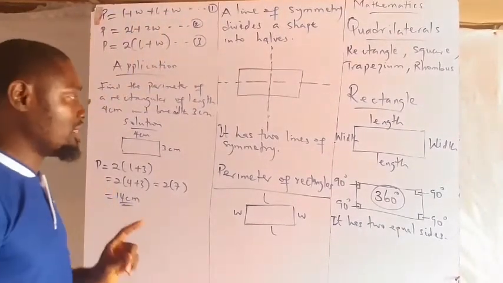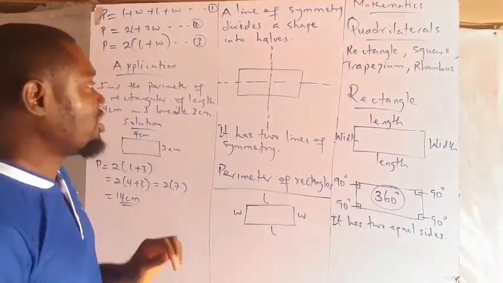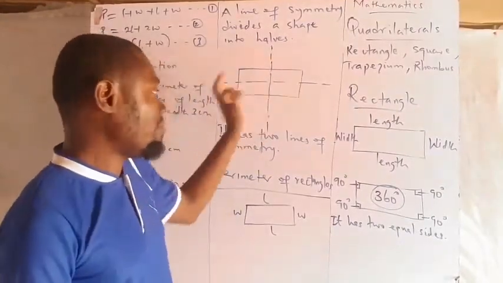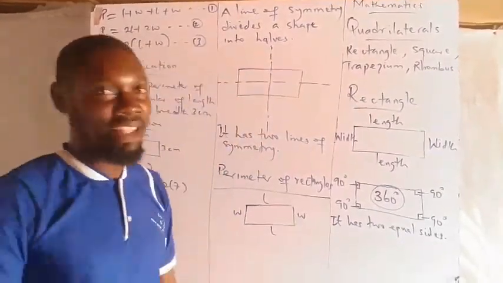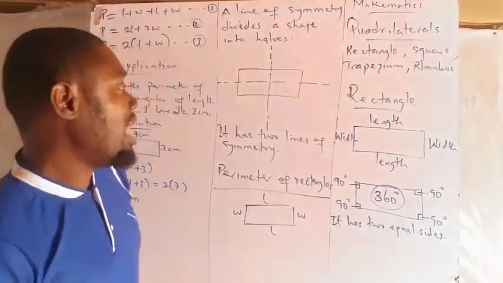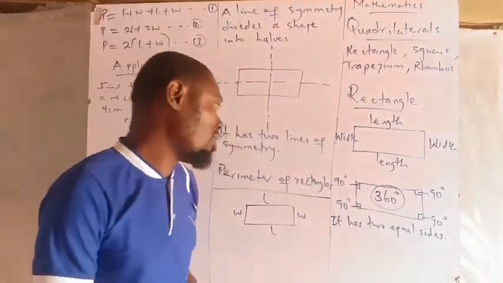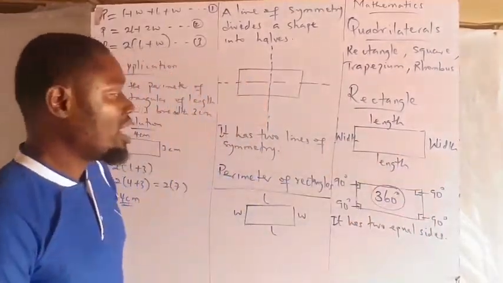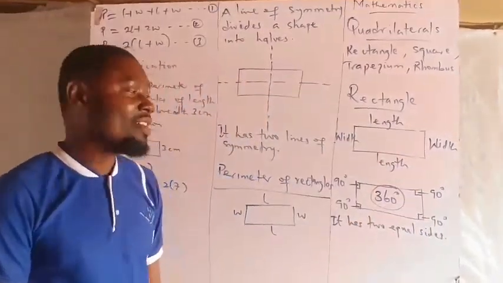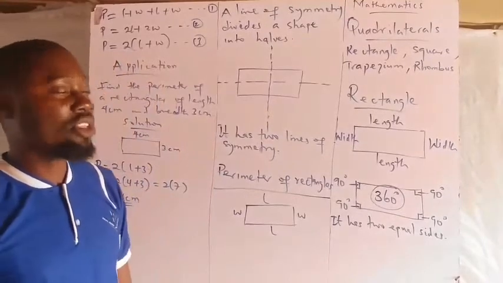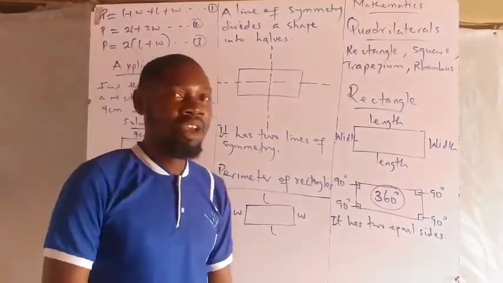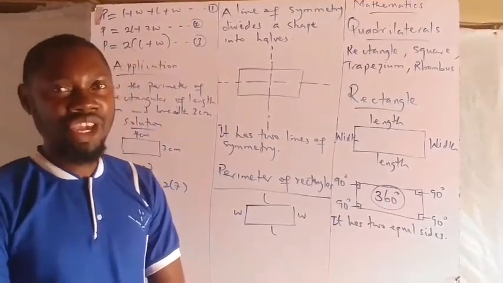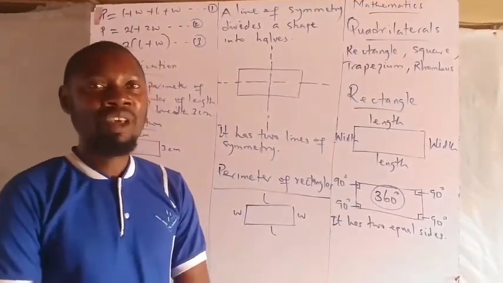But you should note that a rectangular shape has two equal sides, which are the length and the breadth. All the sides are not equal like a square. I said the longer parts are called the length, and the other parts we call the width. I said the summation of all the interior angles in a rectangle is 360 degrees.